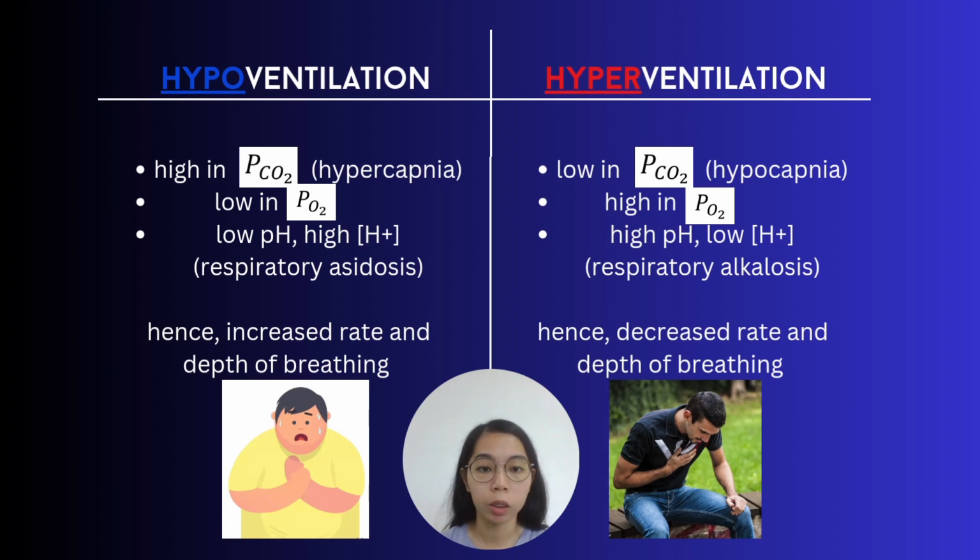Now for hyperventilation, it is said to have low partial pressure of carbon dioxide, also known as hypocapnia, and it also indicates high partial pressure of oxygen and a high pH value, which has a low hydrogen ion concentration, known as respiratory alkalosis. Hence, we will decrease the rate and depth of breathing.